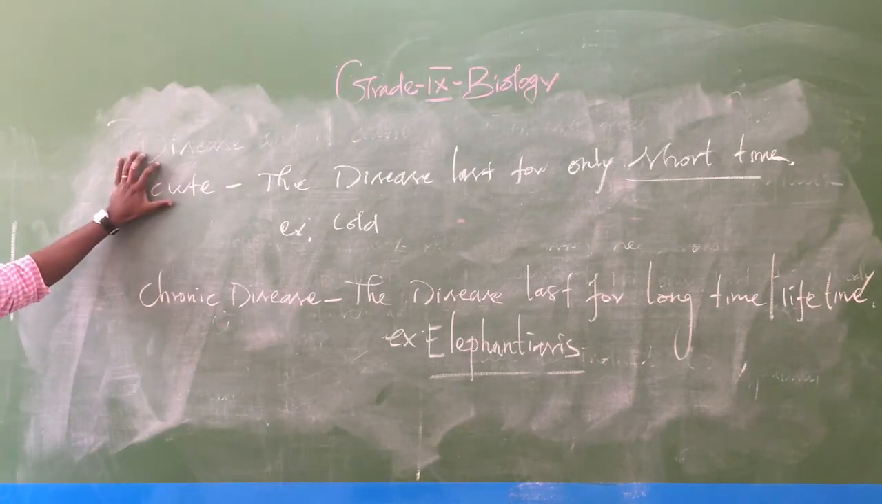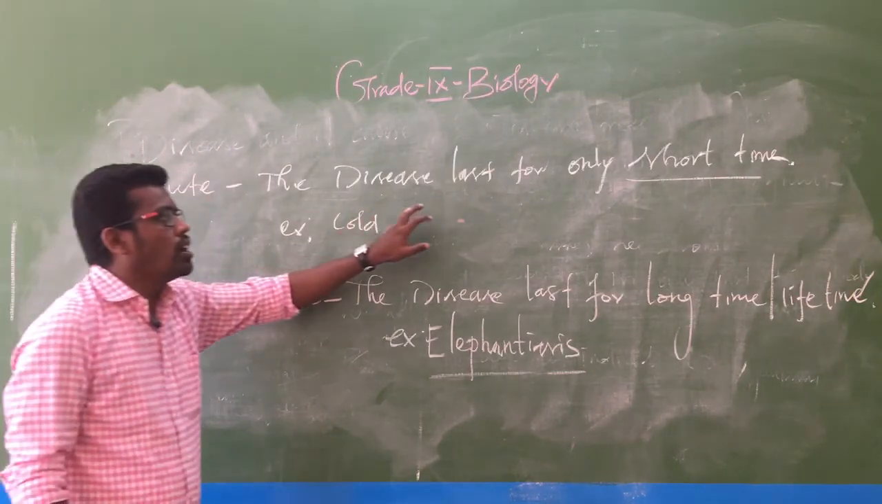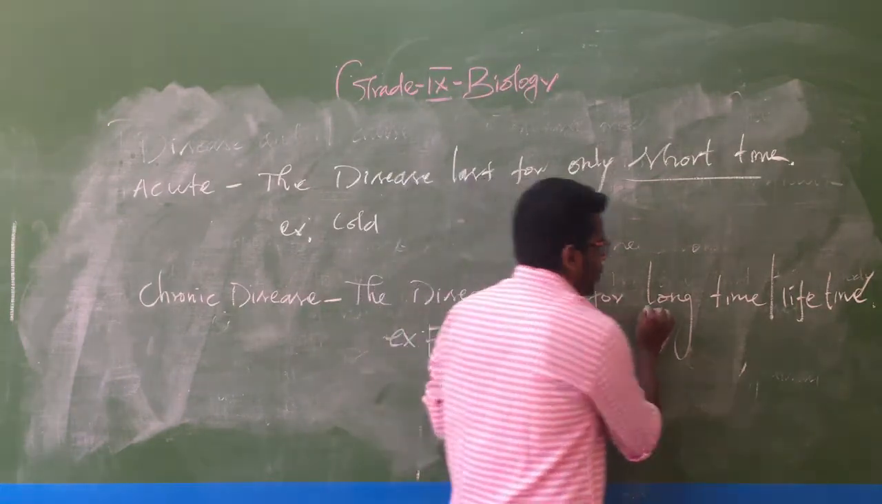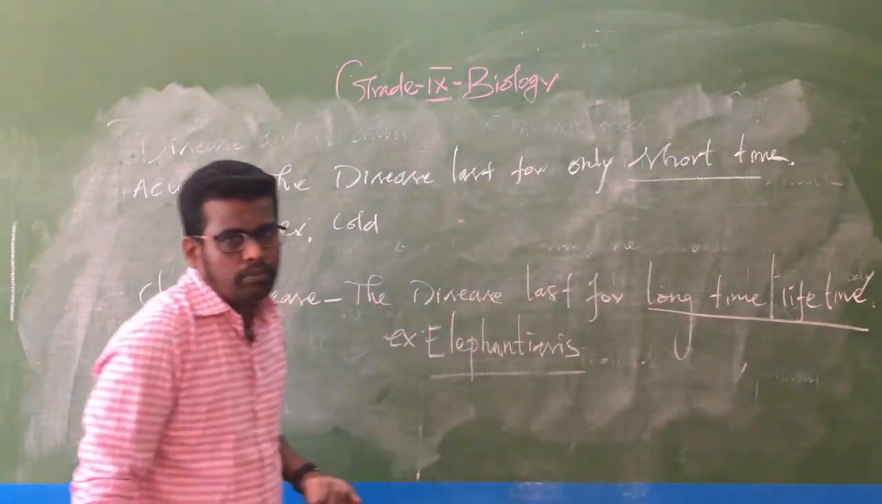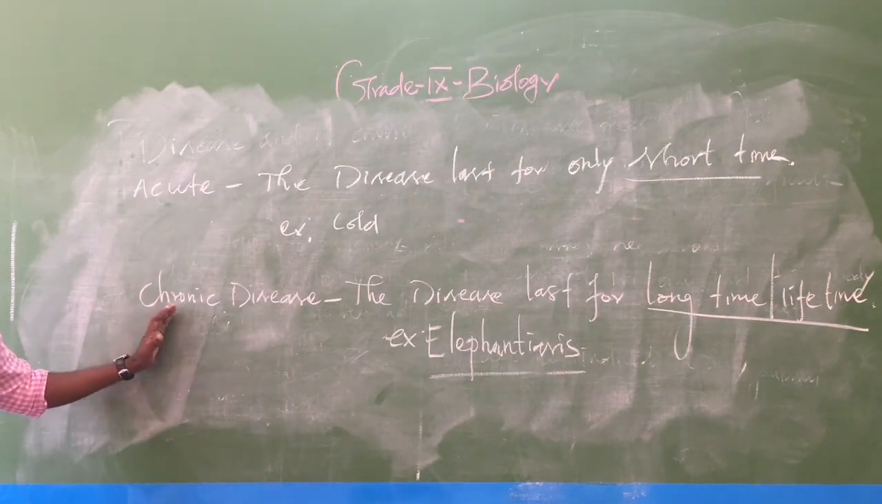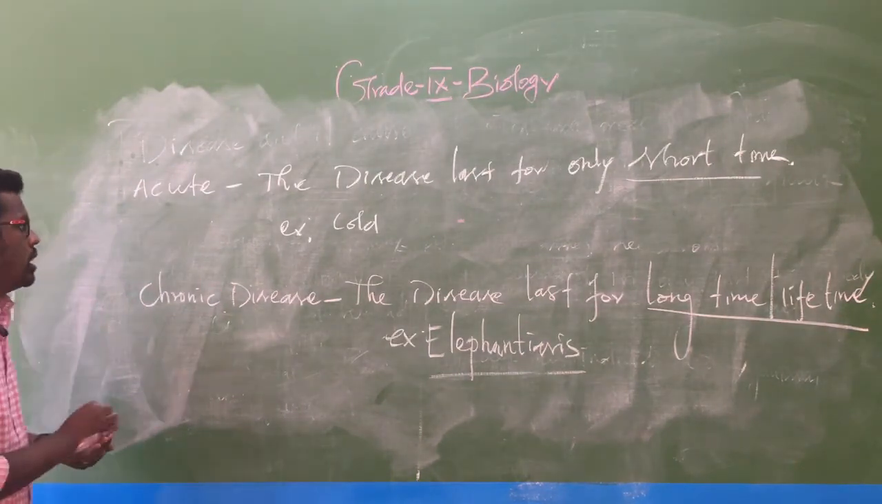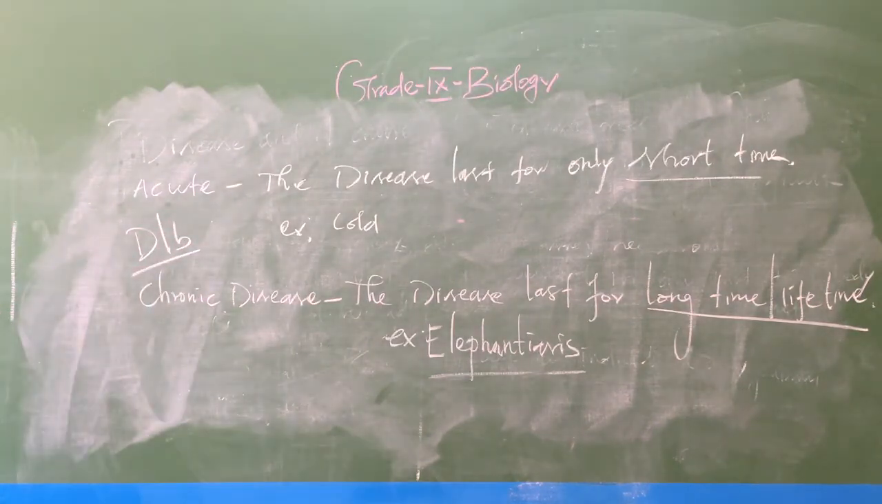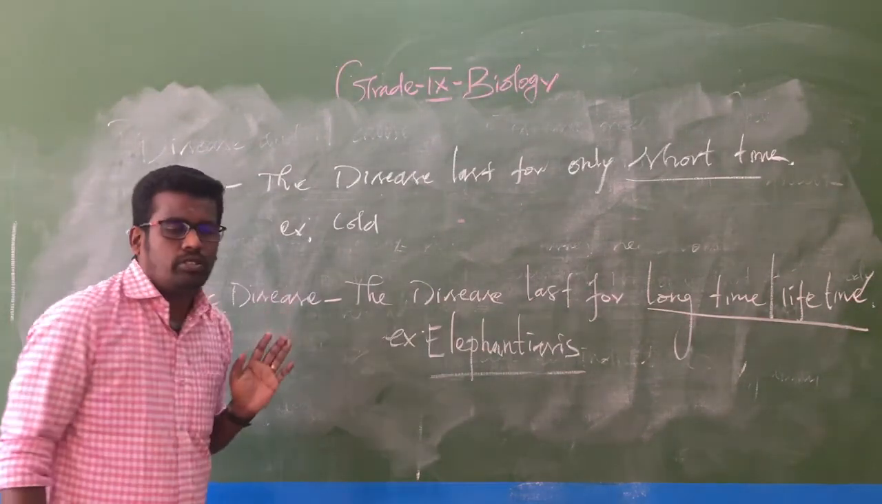So these are two types of disease. The first is acute disease: the disease lasts for only a short time. And the chronic disease continues for a long time or lifetime. The question will come: differentiate between acute and chronic disease. It's a very important 3-mark question.